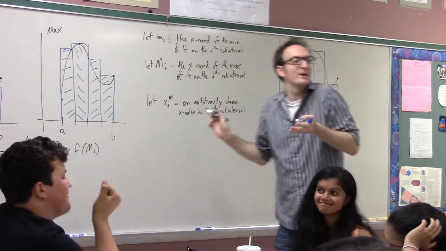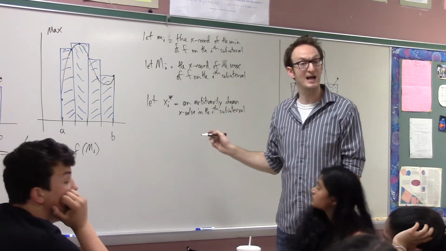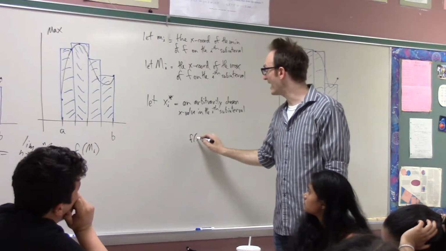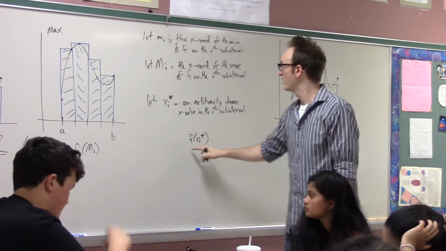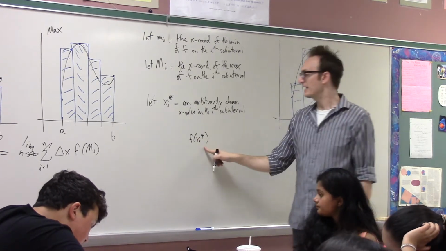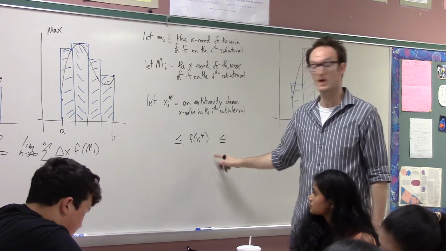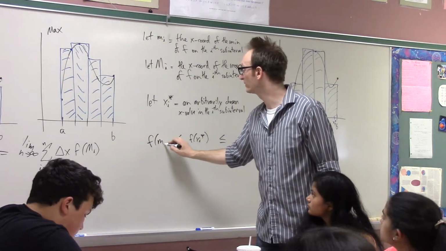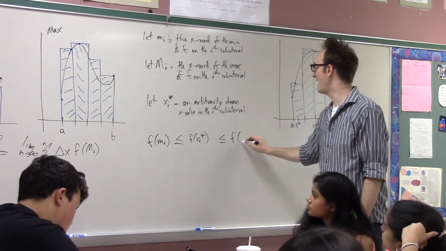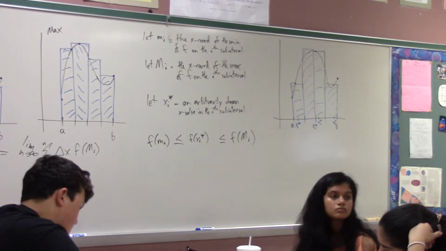So watch. I'm going to give you a little proof of this fact. Ready? Look at the ith subinterval. F of x sub I star, the value of f somewhere in the ith subinterval, is guaranteed to be between f of little m sub I and f of big M sub I, because that's the way I defined these things.